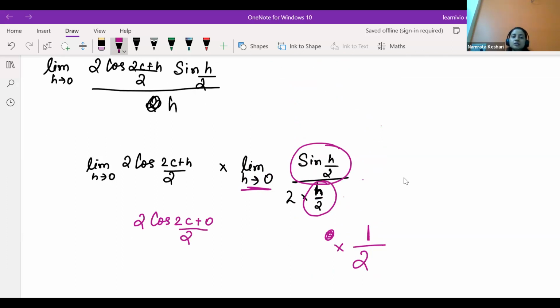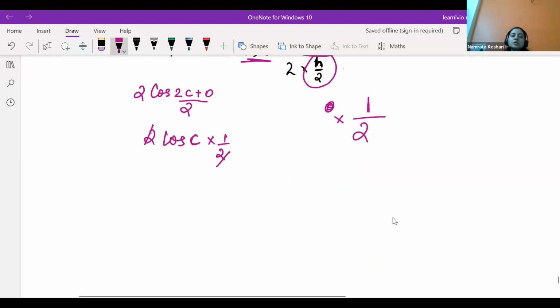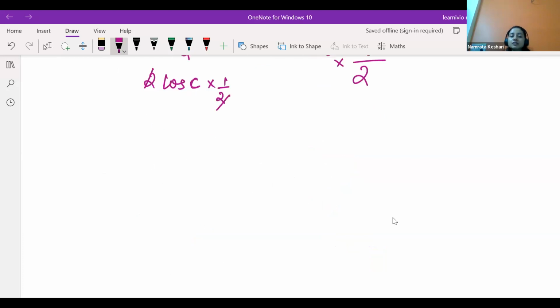Are you getting it? So we'll first see that 1 by 2 is still 0 to 1. And we know that the derivative of sine is cos. And here also, by using this first principle, we are getting the derivative as cos. Okay?